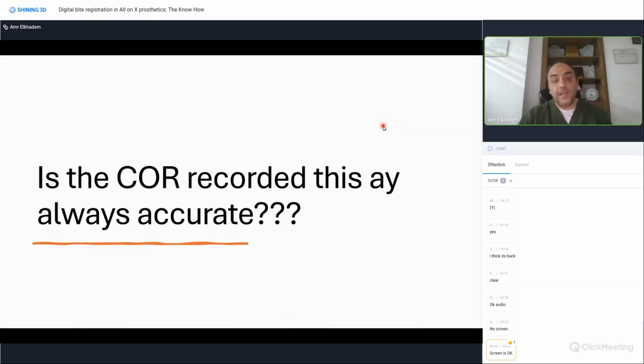I'm just telling you, if you have a problem, and you recorded the relation and it's not accurate, it's not a big fuss because you're going to do a try-in. So if you get the try-in from the lab, which is a fixed PMMA try-in, and you start checking it, it's passive, but actually the jaw relation is not good. You don't have to do anything more.